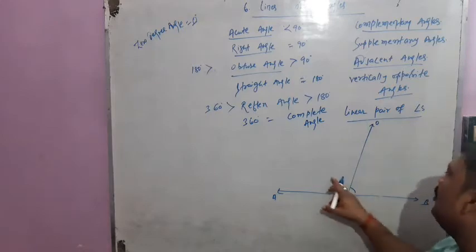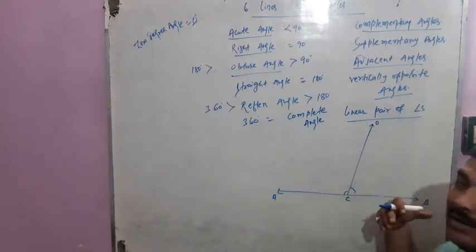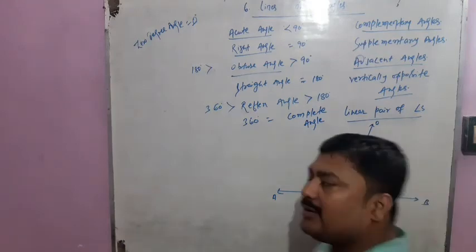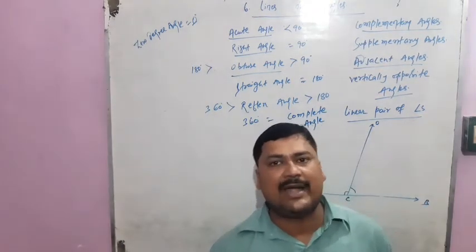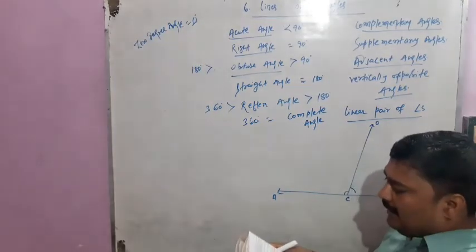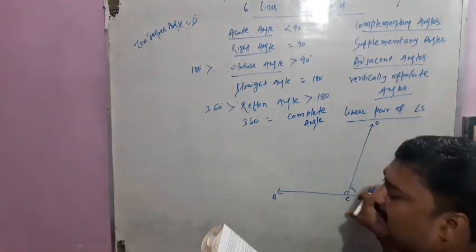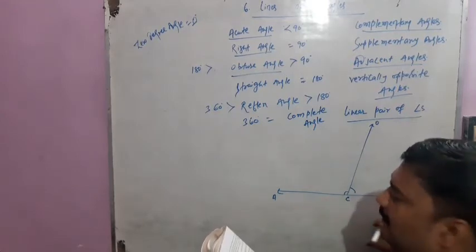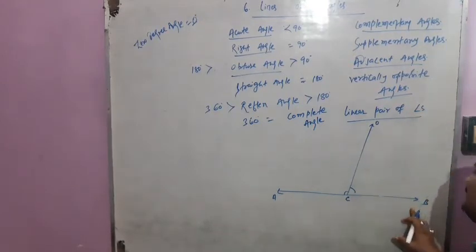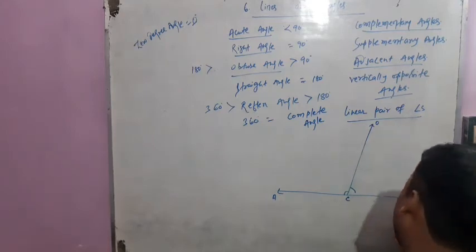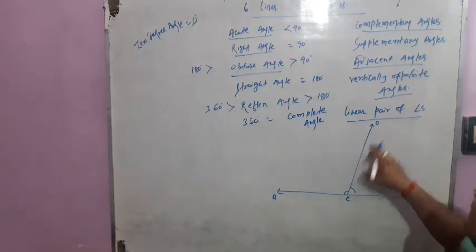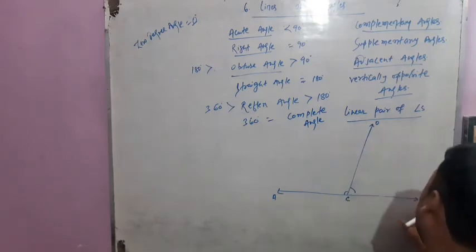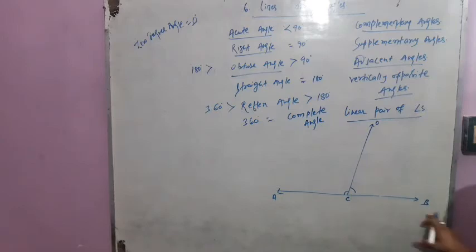If the sum of two adjacent angles... this is what you can say is the converse of axiom 6.1. Axiom 6.2 is the converse of axiom 6.1. It is given here: if the sum of two adjacent angles is 180 degrees, then the non-common arms of the angles form a line. Then the non-common arms AC and BC. If the sum of adjacent angles is 180, then the non-common arms of the adjacent angles form a line.